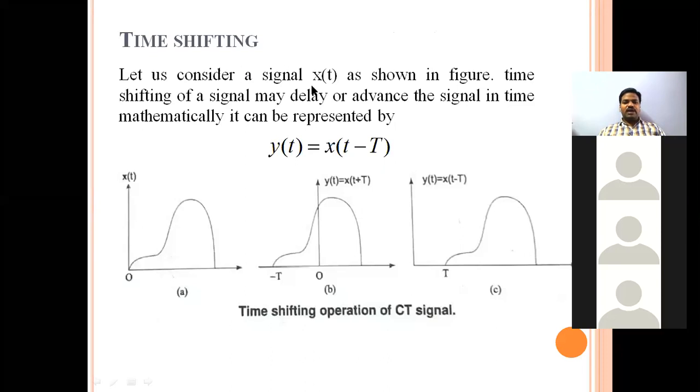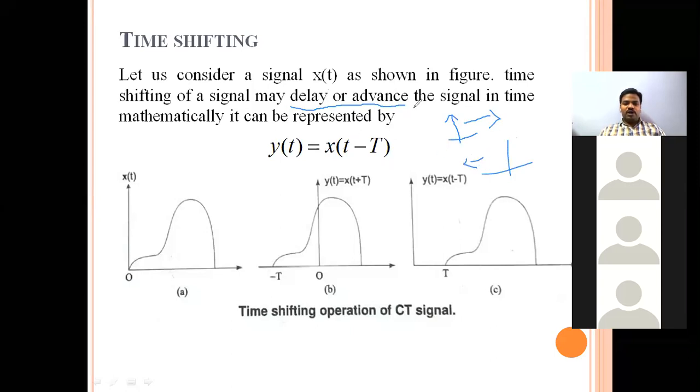Now, let us consider a signal x of t as shown in the figure. Time shifting of a signal may delay or advance the signal in time, and mathematically it can be represented by y of t is equal to x of t minus capital T. I already told you about delay and advancement in the signals in the previous classes, so please remember the words delay or advance. Delay means, if you are considering the x of t signal here, it is going towards plus infinity. Advancement means it is going towards minus infinity.